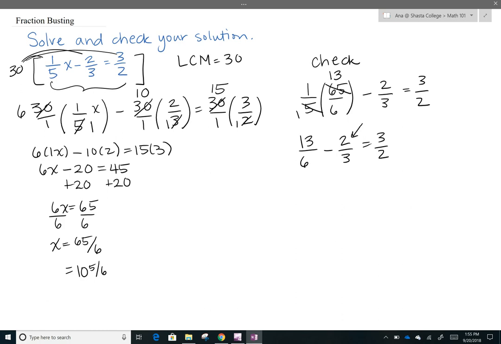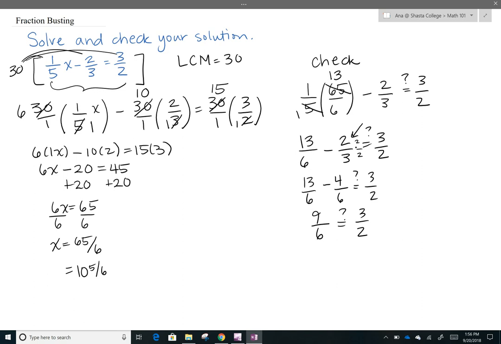I'm going to go ahead and find a common denominator for the 2/3 by multiplying by 2 over 2 so that I can then do the subtraction. 2 times 2 is 4. 3 times 2 is 6. And these are all questionable at this point. 13/6 minus 4/6, I keep the denominator. 13 minus 4 is 9. And this does, in fact, equal 3/2.